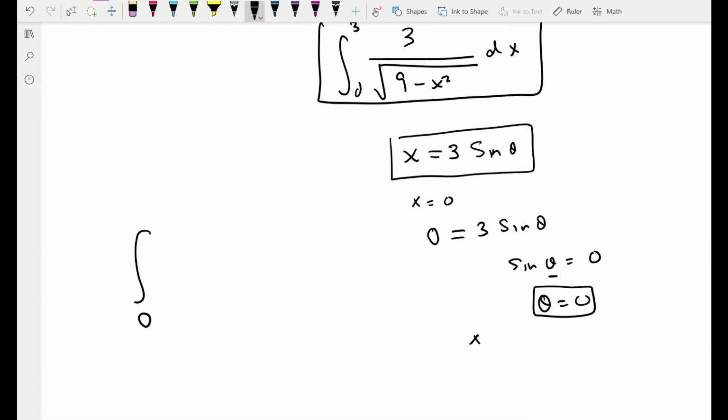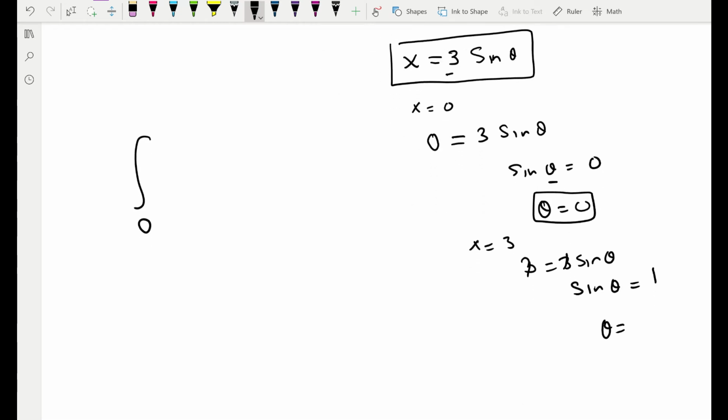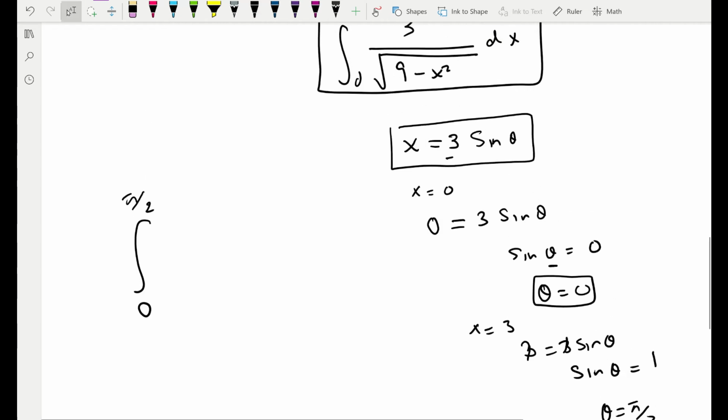And when x is equal to 3, I want to find what theta is. So 3 is equal to 3 sine theta. If you plug it into the substitution, the 3 cancels out, and sine theta is 1. When do you get sine theta equal to 1? When theta is pi over 2. So you're going from 0 to pi over 2. So you need to change the limits, okay?